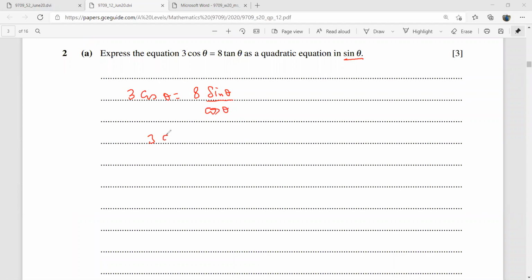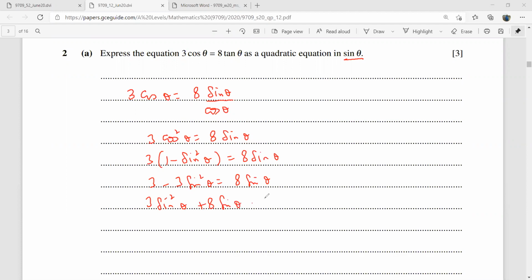So this is 3 cos square theta equal to 8 sine theta. And now you know that cos square theta can be changed with 1 minus sine square theta. This should be a piece of cake for you people. This is 3 minus 3 sine square theta equal to 8 sine theta. And then 3 sine square theta plus 8 sine theta minus 3 is equal to 0. So these were easy 3 marks for you people.